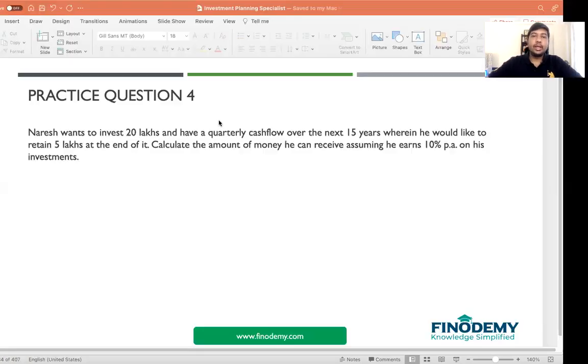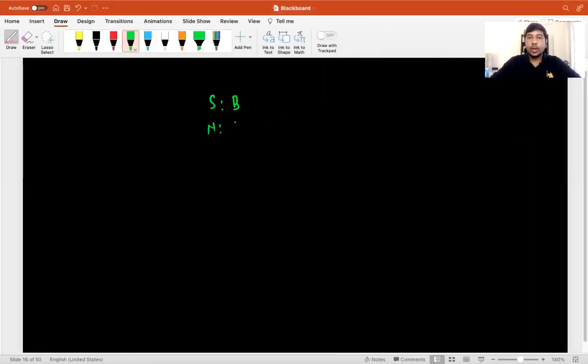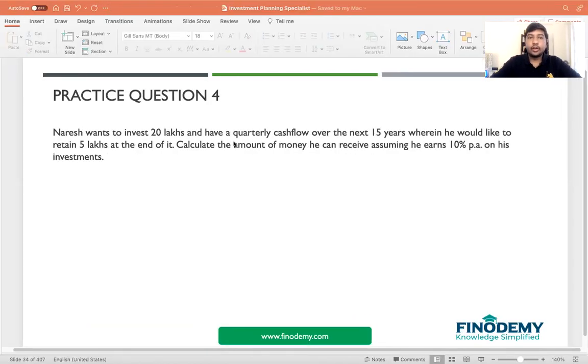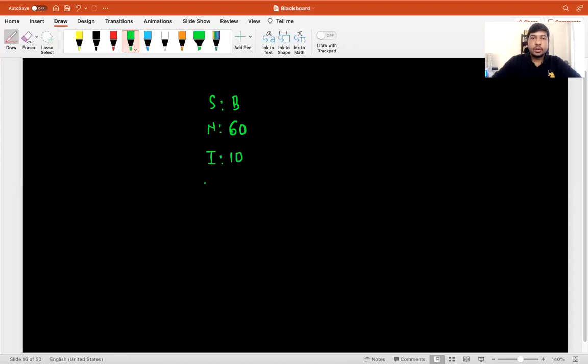N will be the number of payments. Since the cash flows are required quarterly and these cash flows are periodic in nature, in 15 years there will be 60 quarterly payments. In 1 year, there'll be 4 payments. In 15 years, there'll be 60 payments. So N will be 60. I will be the rate of return, which is 10%. So let's put 10% over here.